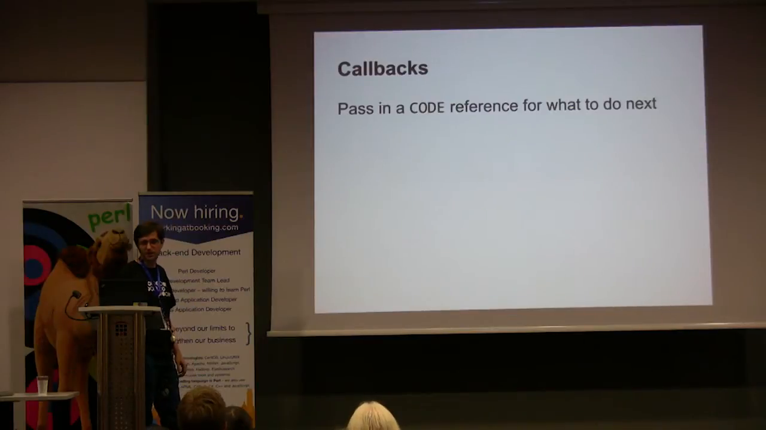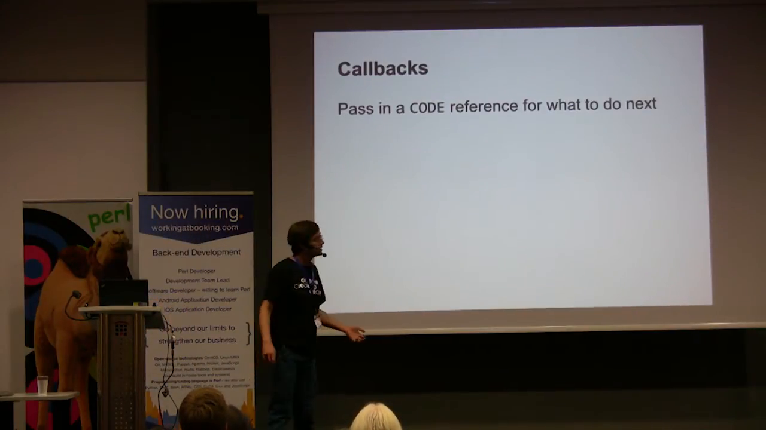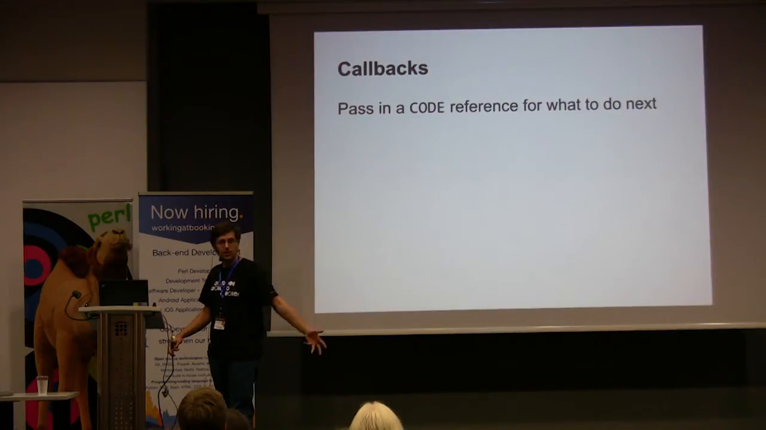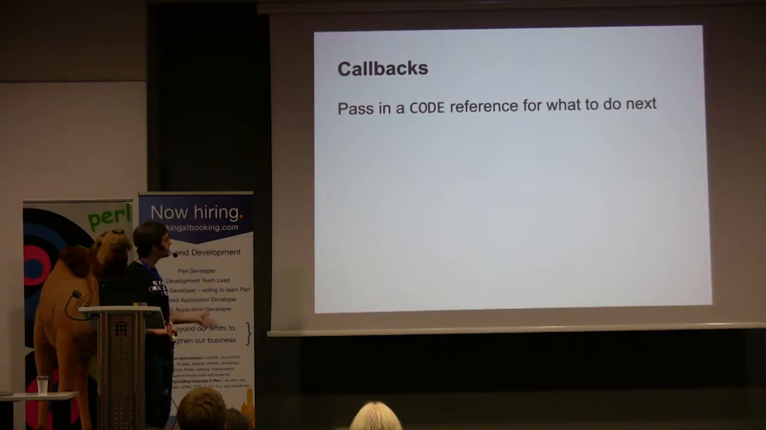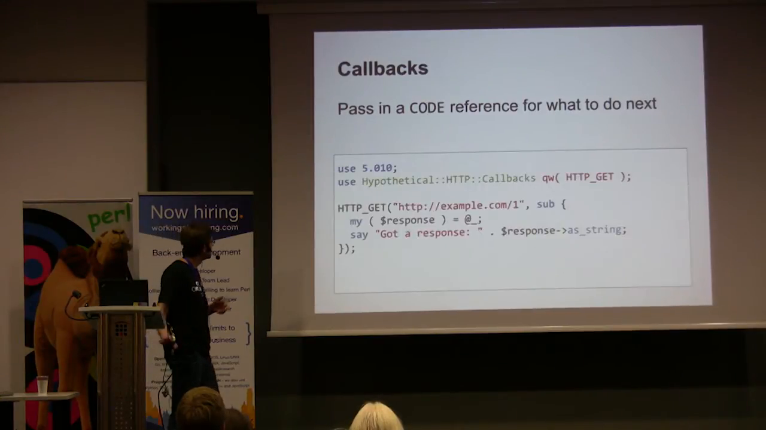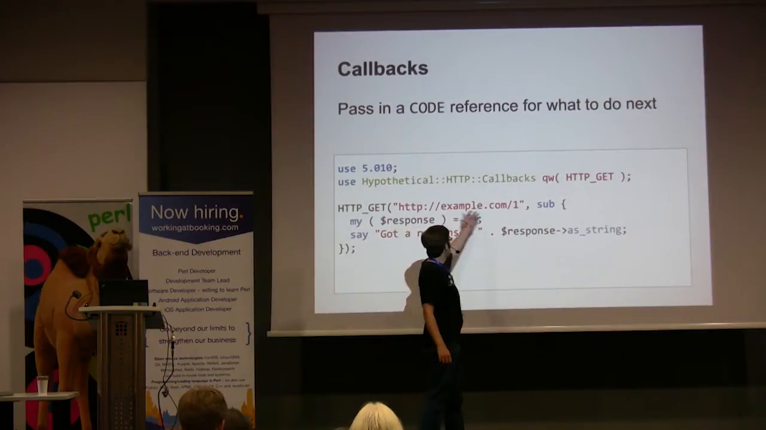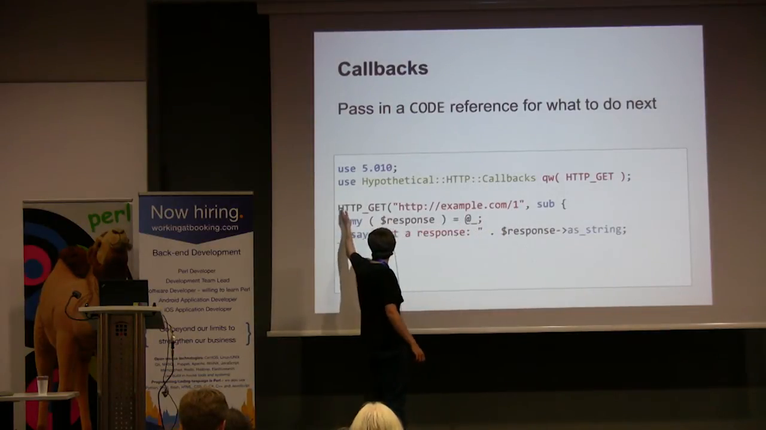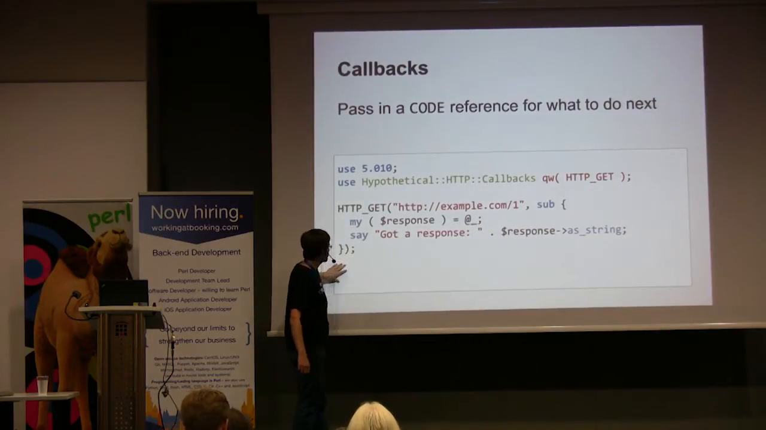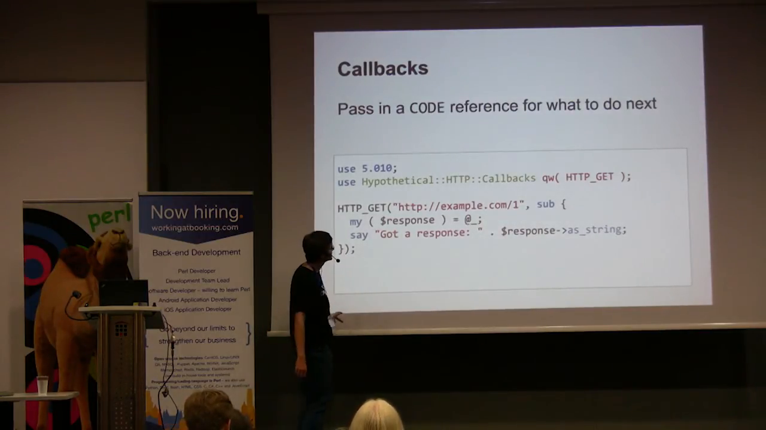So people came up with the idea of callbacks a long time ago. They said, well, if we pass a code reference into the function, then at some point later when the result arrives, we can invoke that code reference, and it can continue on and receive the result. So here's a hypothetical example. We call get on this one page, and this function itself is going to return immediately. So if there was any more code down here, straight away we can do something else. So we could make some more requests.